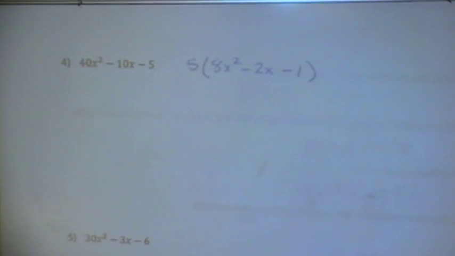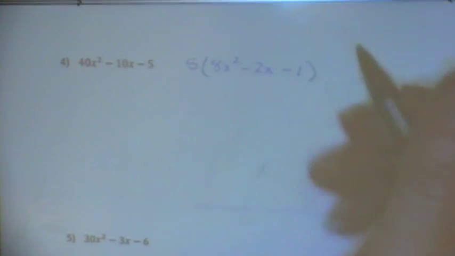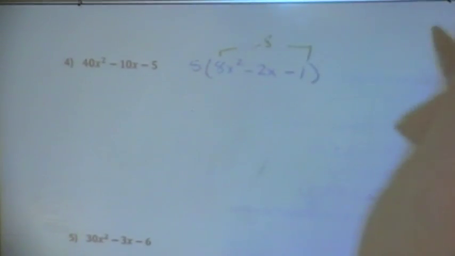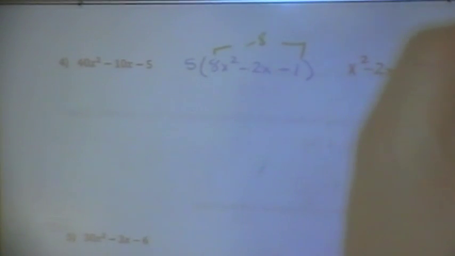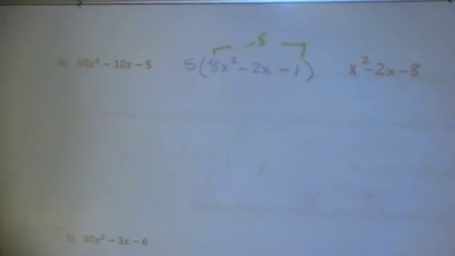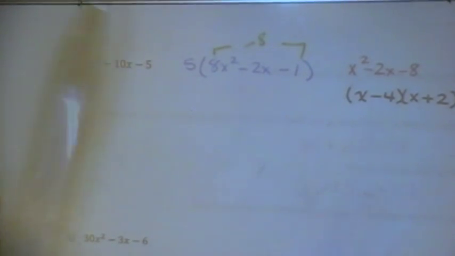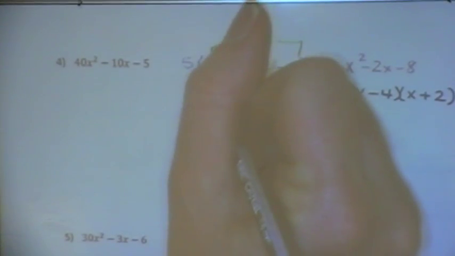Now that is still a trinomial with a lead coefficient other than 1. So we're going to use bottoms up method. Multiply first and last. Create for yourself a new trinomial, x squared minus 2x minus 8. Factor sum chart that, or if you can just factor it in your head, get x minus 4, x plus 2. You have a lead coefficient. I'm not talking about the GCF, I'm talking about the lead coefficient of 8.